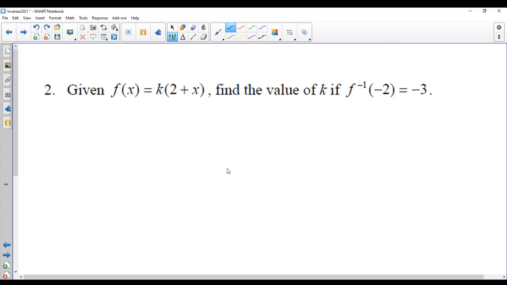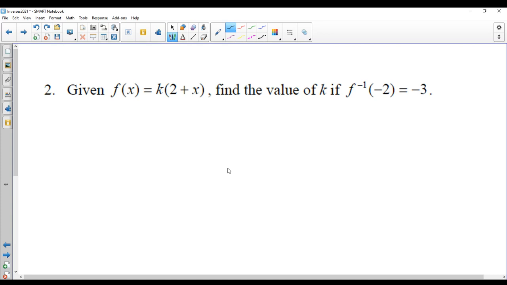So the last question is this. The last question I want to do with you is this question. If f of x is equal to this here, some function has a k. I don't know what the k is. Find the value of k if I put minus 2 into the inverse function, I get minus 3.